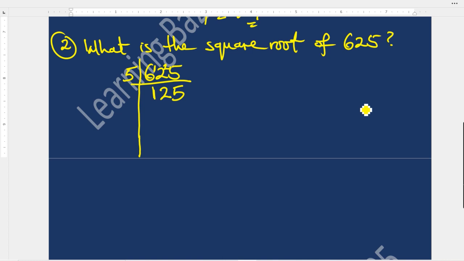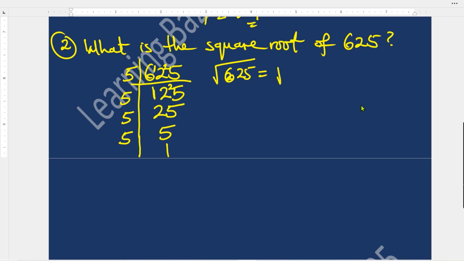Now, 125 ends with 5. We can still divide by another 5. 12 divided by 5 will have 2. That's 10 because 5 times 2 is 10. Remainder 2. Place 2 beside 5. Here you have 25. So 25 divided by 5, that is 5. Now we have 25. 5 can divide 25. You will have 5. Then 5 can divide 5. You will have 1.